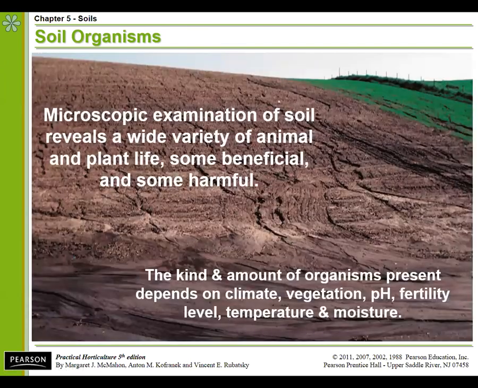Talking about soil organisms and just the biology in the soil. We mentioned that soils can have millions, if not billions, of microorganisms in the soil, and that it's all kinds of different forms of life. The types and the amount of those organisms that are actually present in the soil depends on the climate, the vegetation, the pH, the fertility level, the temperature, and the moisture. So all of these different factors play a role in what is living in the soil.